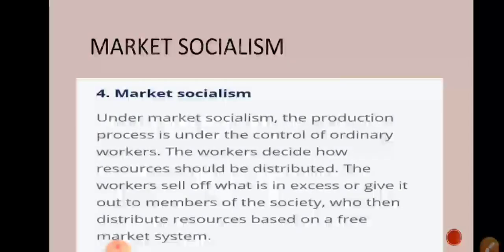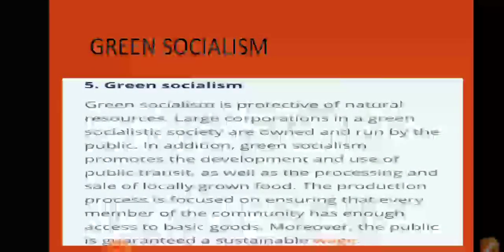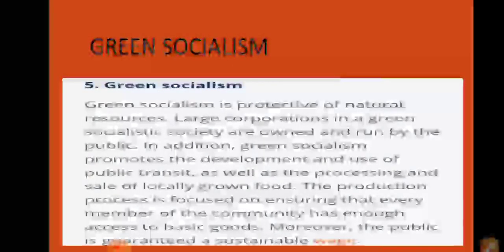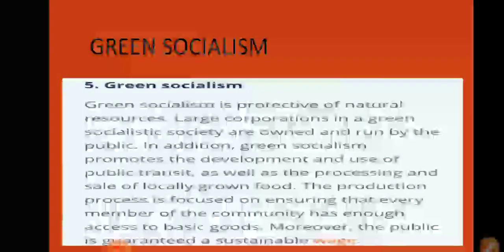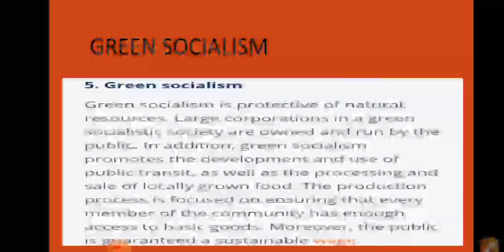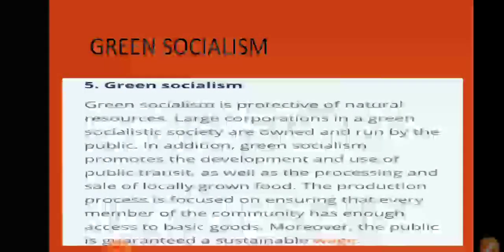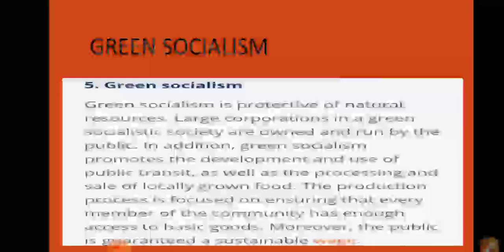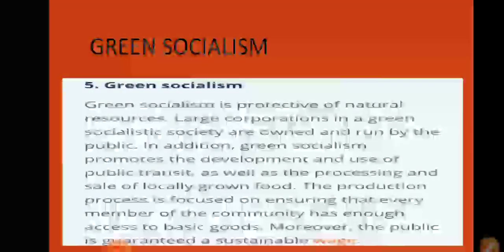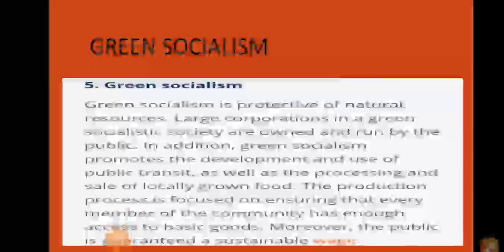Okay, next we saw the market system. In the market system, the workers are going to decide how the resources are distributed equally among the members of the society. Along with this, children, we discussed green socialism. In green socialism, we saw that we are going to protect the natural resources for the purpose of development and for the use of locally grown food. Okay, so these many points we have discussed in this particular video.